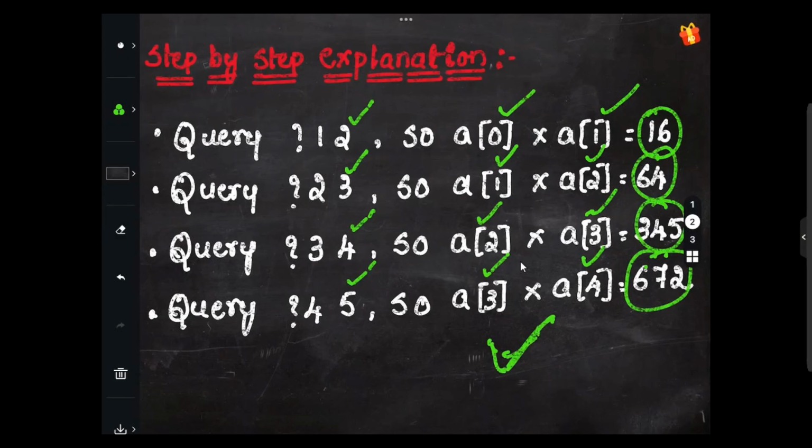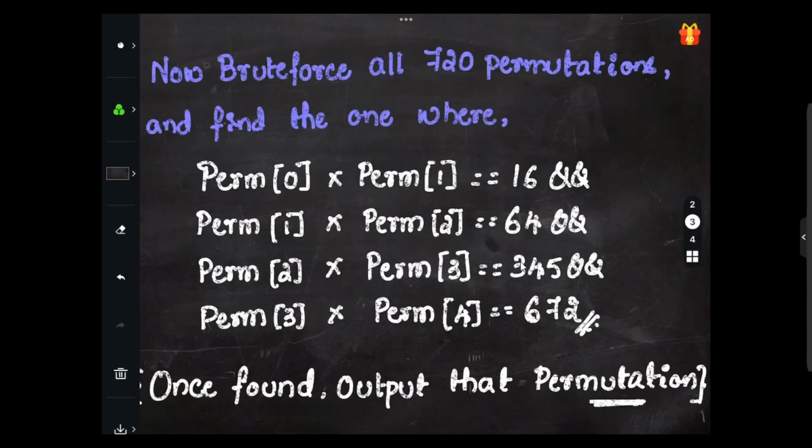To get this output, what we would have done here is, we will brute force all the 720 permutations here. As we are going with the brute force method, I cannot show you all the 720 permutations, man. I'll just be going with the approach. You just understand this one.